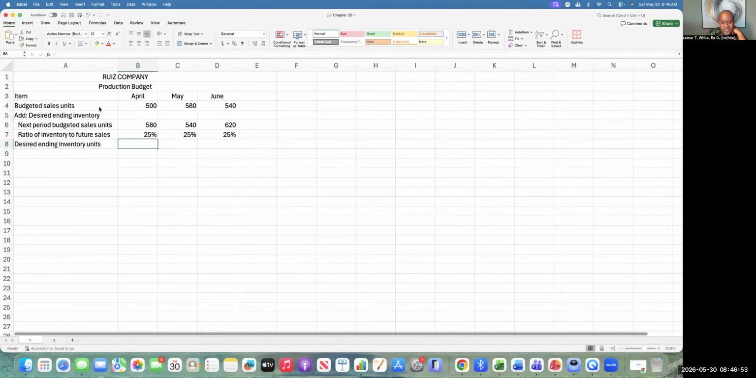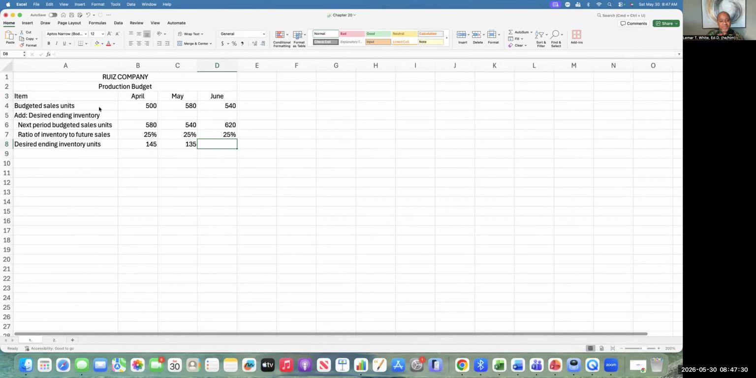So I multiply these two numbers, my 580, which is next month's budgeted sales, by the 25%. And that tells me how many units I want in my ending inventory for April that I'll carry over to May, and it'll become my beginning inventory in May. I do the same for May. For May, I want my ending inventory units to be 25% of June's budgeted sales units. So I'm going to multiply my 540 times my 25% and get 135.